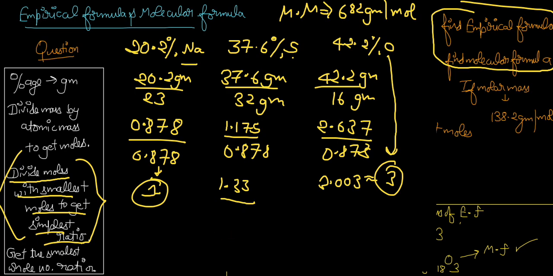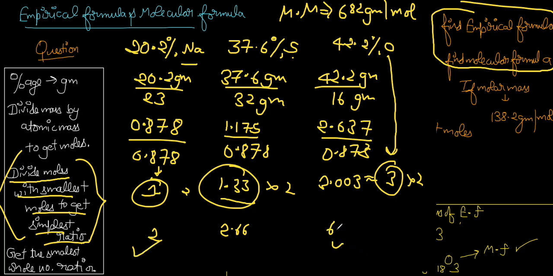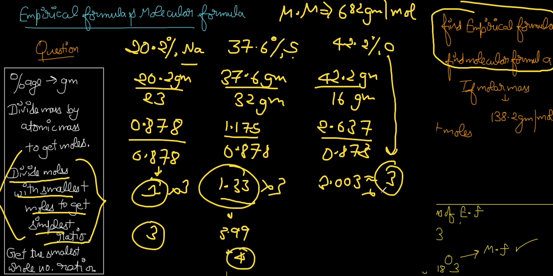So now we have to think of a number that we will multiply all three of them with, to get the whole number ratio. If I try multiplying with 2, I'll be getting 2 here, 2.66 here, and 6 here. Sodium and oxygen were already fine, they're still fine as well, but sulfur is not. Still we are getting the decimal. So let's try multiplying all of them with 3. If you multiply by 3, you'll be getting 3.99, which equates to 4. And 3 times 3 will be 9. So now we are getting a whole number ratio.